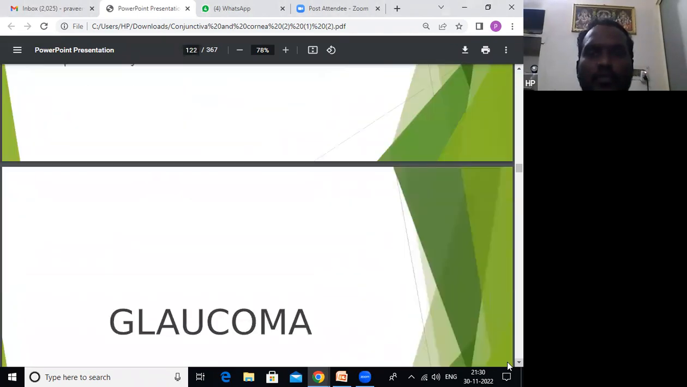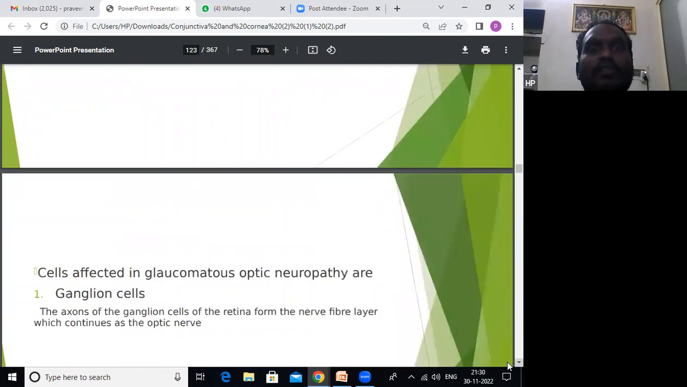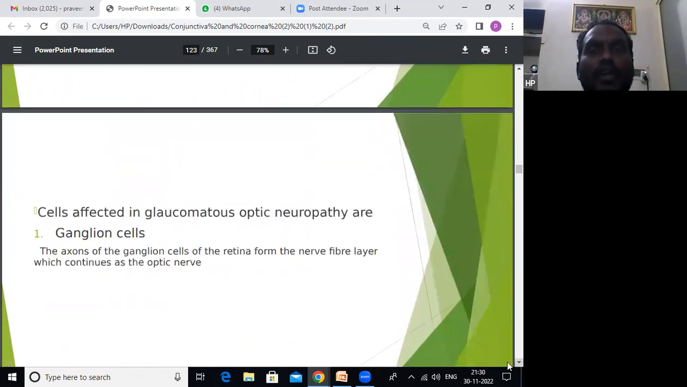That is why I wrote all those. Okay. Next, we'll go to glaucoma. So, cover salient features in cases of cornea and conjunctiva.